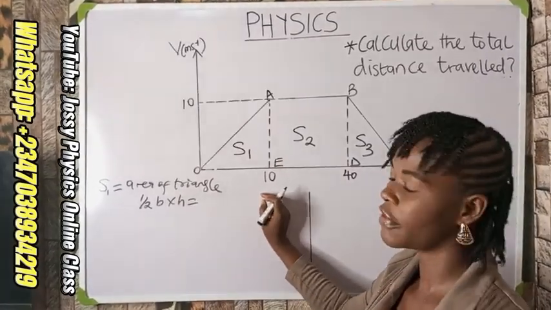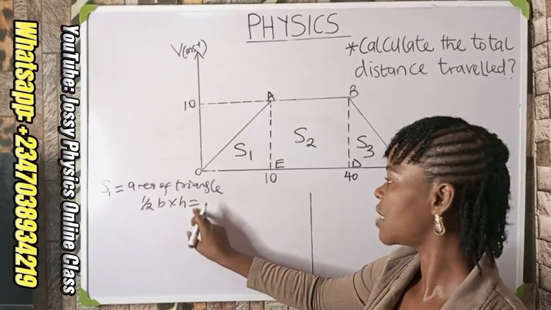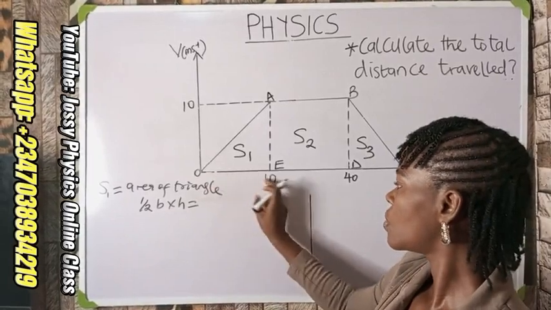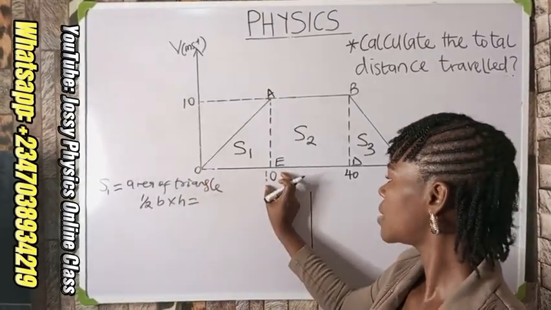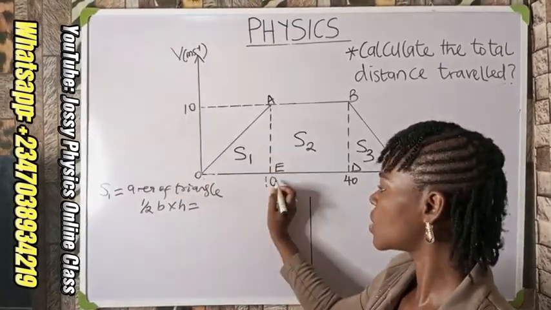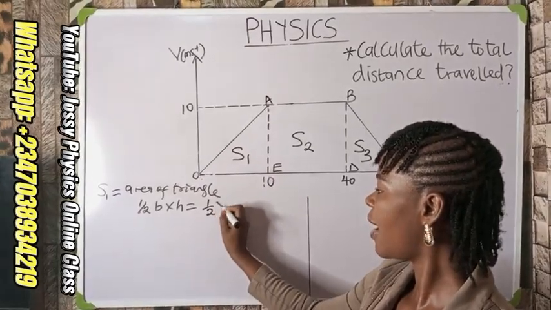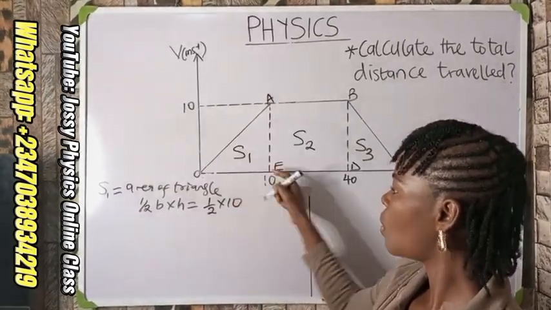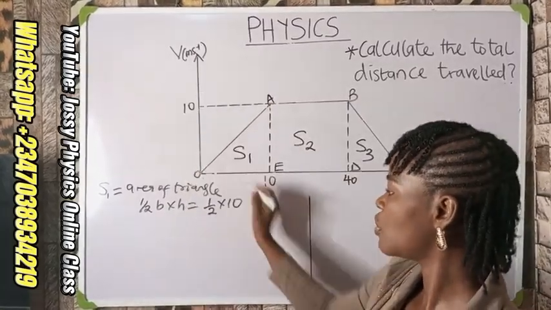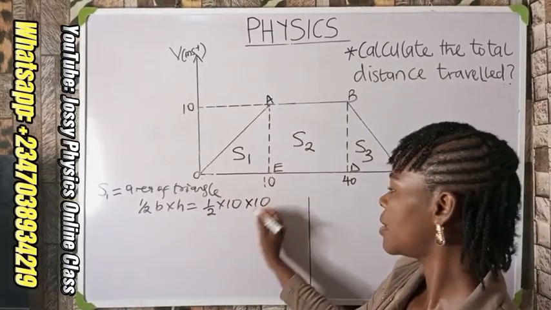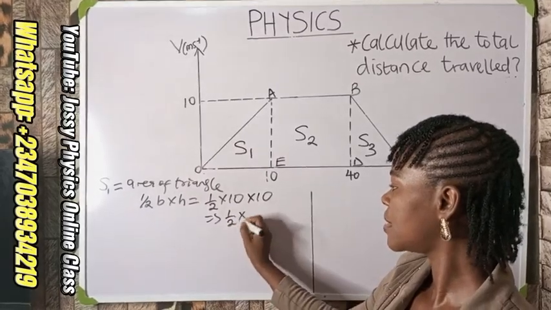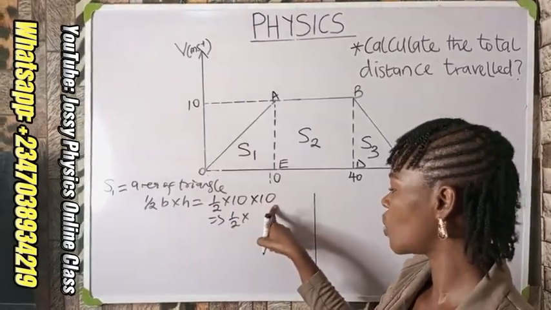So if I consider this triangle, I am looking for the area. What is the area of a triangle? Half base times height. What is my base here? My base is O to E, which is 10. The difference between this and this is 10. So I'll have half times 10. The height of this is 10 minus 0, which gives me 10. So I will have half times 10 times 10.